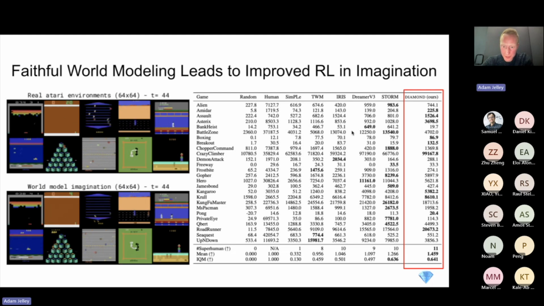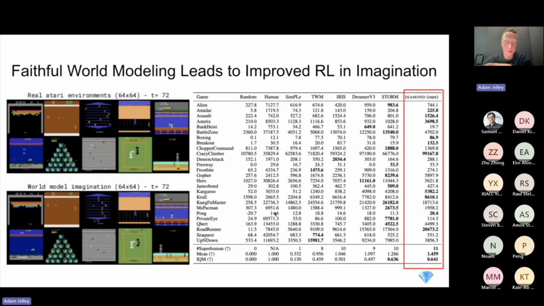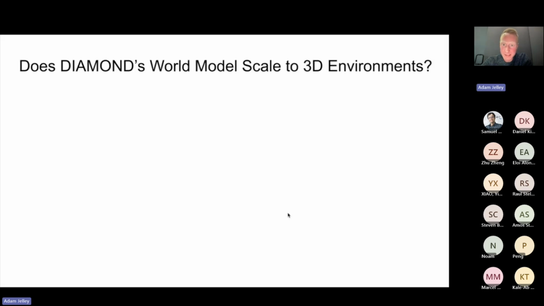And so that was the main results of the original paper, which we submitted to NeurIPS. But it was at that point that we thought we were done, and I will hand over to Eloi to talk a bit more about the next stage of the project.